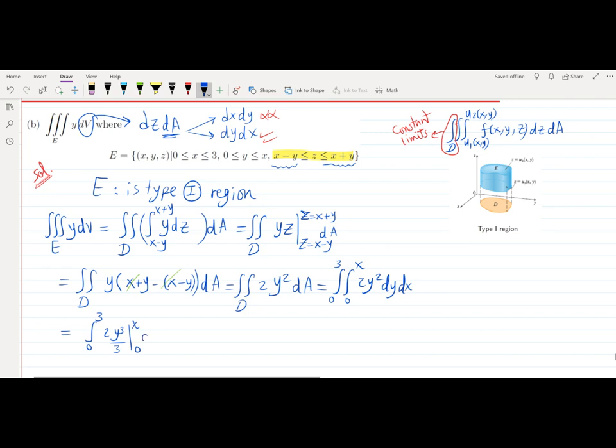So it will be the integration from 0 to 3 of 2 over 3 x cubed dx. It's two simple integrals. It will be 2 over 3 times x to the power 4 over 4. And we will substitute from 0 to 3. It will be 27 over 2. And this is the final answer of this problem.